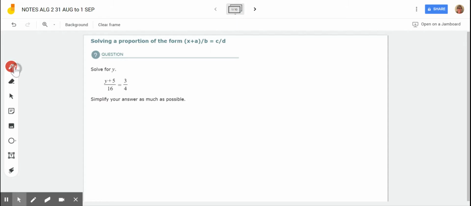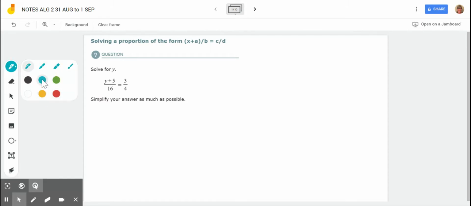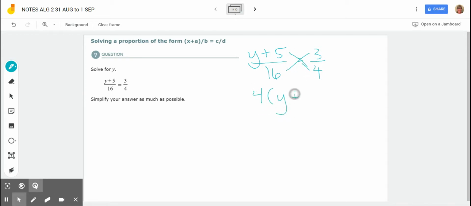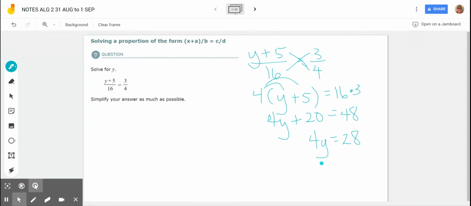We're going to do it that way first, and then I'm going to show you how it relates to what we've been doing in class, well, I guess yesterday for sure. Y plus 5 over 16 equals 3/4, right? So let's cross multiply. This becomes 4 times (y plus 5) is equal to 16 times 3. That is 48. And then we're going to distribute to get rid of the parentheses. You're going to subtract 20 from both sides. 48 minus 20 is 28, and divide by 4, and you will get 7.